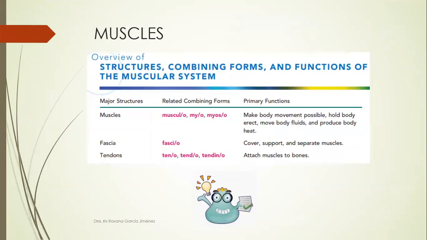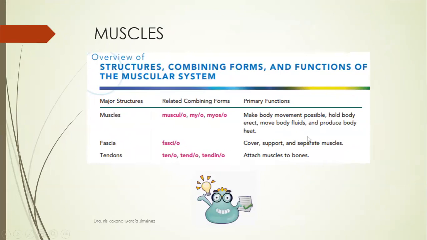About muscles, again, we have our chart with the overview, with the major structures: the muscles, fascia, and tendons, and the related combining forms for muscles: musculo, myo, fascia, fascio, tendons, teno, tendo, tendino. So take this into account.